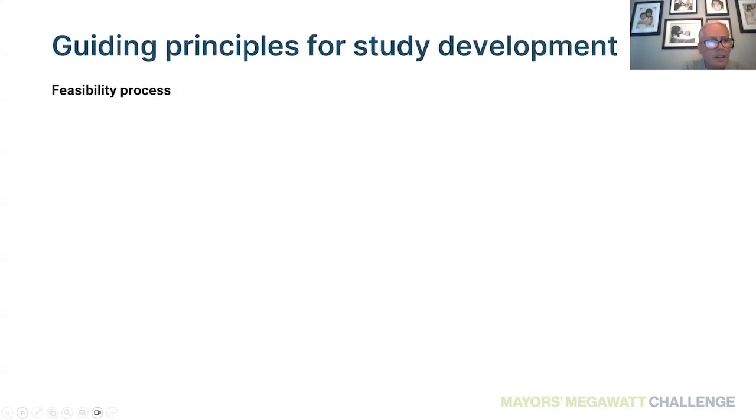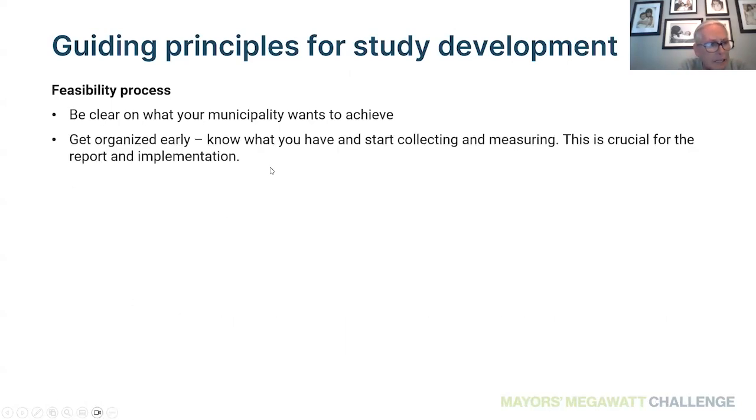Next slide. Here are some guiding principles for the development of these low carbon studies. It's really important to be clear on what your municipality wants to achieve. Do you have specific targets in mind? Does your municipality need to reach net zero by 2050 or sooner? Or are there other objectives as well? Is there equipment coming to end of life that needs immediate replacement? Or are there other operational challenges in the building that you want to overcome?